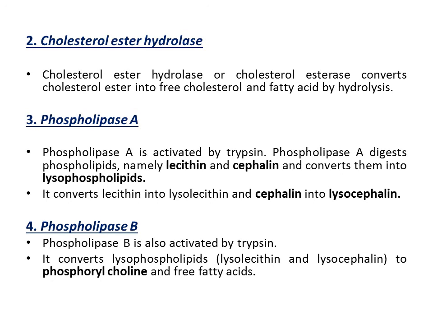Cholesterol ester hydrolase or cholesterol esterase converts cholesterol ester into free cholesterol and fatty acid by hydrolysis. Phospholipase A is activated by trypsin and it converts phospholipid lecithin into lysolecithin and cephalin into lysocephalin. Phospholipase B is also activated by trypsin. It converts lysophospholipids to phosphorylcholine and free fatty acids.